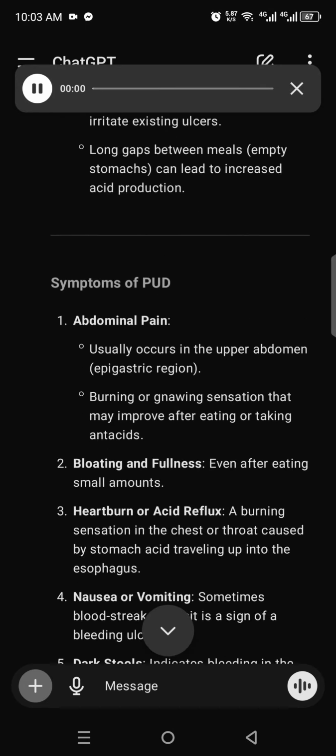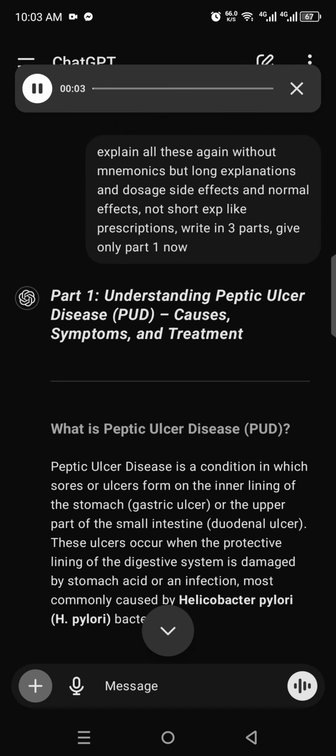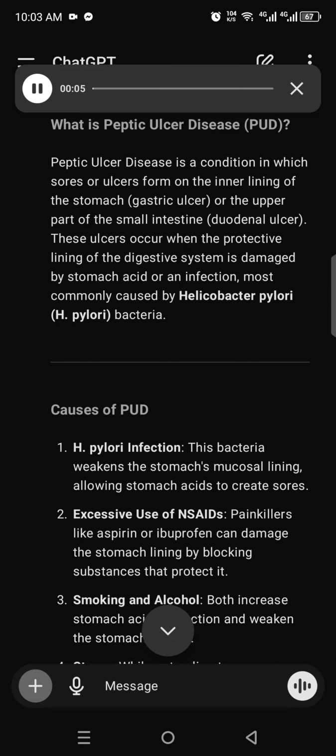Part 1: Understanding Peptic Ulcer Disease (PUD): Causes, Symptoms, and Treatment. What is peptic ulcer disease (PUD)? Peptic ulcer disease is a condition in which sores or ulcers form on the inner lining of the stomach (gastric ulcer) or the upper part of the small intestine (duodenal ulcer). These ulcers occur when the protective lining of the digestive system is damaged by stomach acid or an infection, most commonly caused by Helicobacter pylori (H. pylori) bacteria.